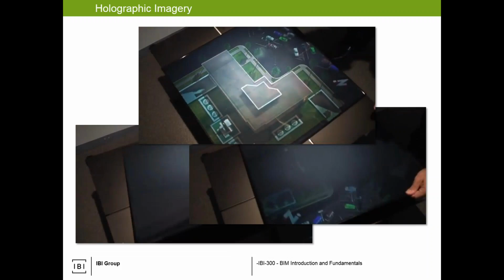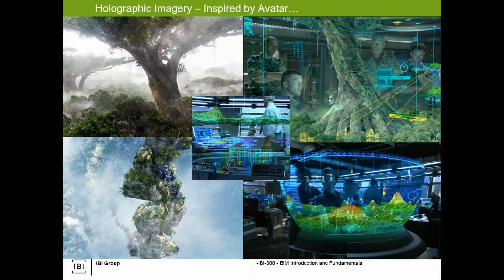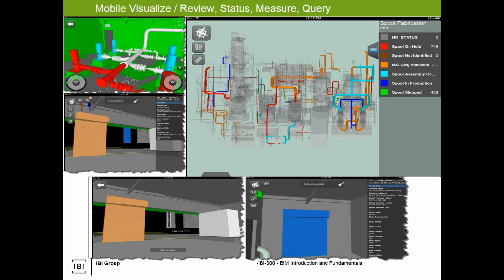And that's exciting, but I kind of want to get here. This is from Avatar, and I remember when I watched that movie, I was fascinated with the fact that, look, they actually have a BIM, and they're pulling apart the model, and they're pointing to items within. And I said, that's what I want. I want the hologram to come out of my iPad and become something that's interactive. So we'll get there one day.